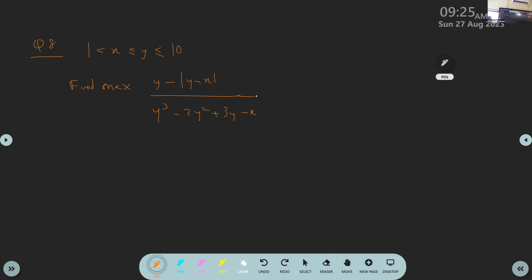Do you follow what he's saying? Firstly, that absolute value was completely useless because this is already given. So this we definitely know will take the positive value. So this will be simply y minus y plus x, so x upon y cube minus 2y square plus 3y. So we can get rid of the absolute value. And then observe how the numerator and denominator change as the value of x changes. Very conveniently, if x increases, the numerator increases, which is good, and the denominator decreases.